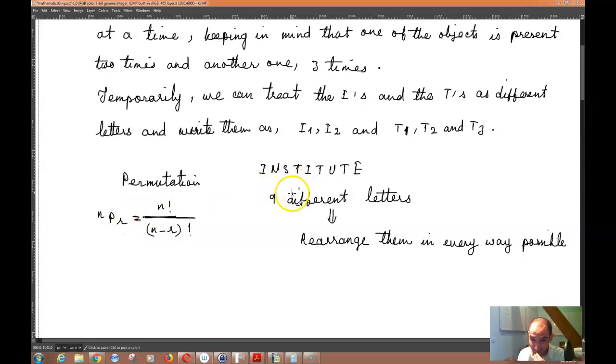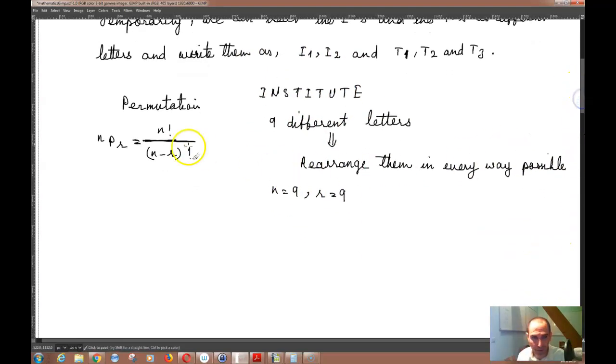Now over here my n is equal to 9 and my r is equal to 9 as well, because I'm rearranging these letters, making 9 letter words using these 9 letters. So if I calculate this permutation, 9 permutation 9 is the same thing as 9 factorial over 9 minus 9 factorial, which is the same thing as 9 factorial, right?